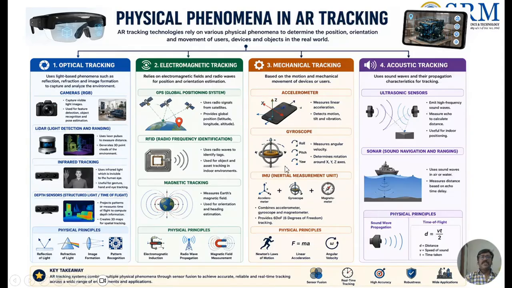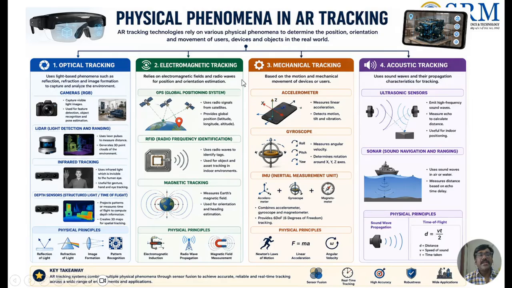These are the four different types of physical phenomena in AR tracking systems: optical, electromagnetic, mechanical, and acoustic tracking. In optical tracking, most probably the RGB, red, green, blue, nature of the optical image is taken, and the camera captures images of the real world. And LiDAR, light detection and ranging, as well as infrared tracking and depth sensors, use structured light. This is the physical principle behind that: reflection of light, refraction of light, image formation, and pattern recognition.